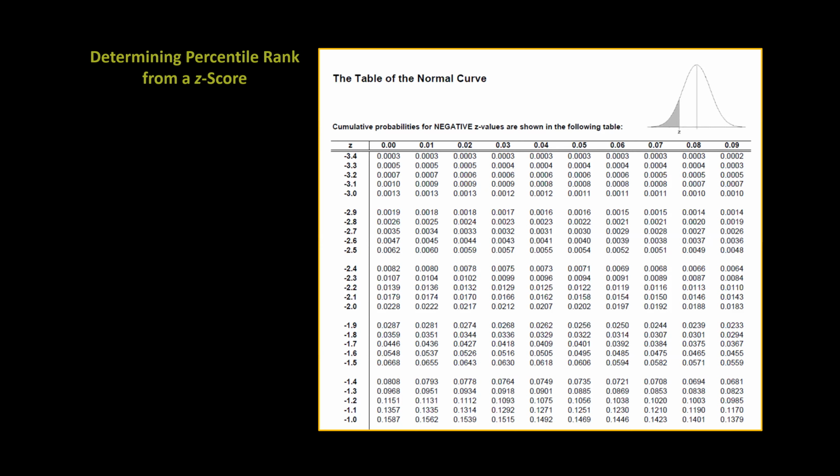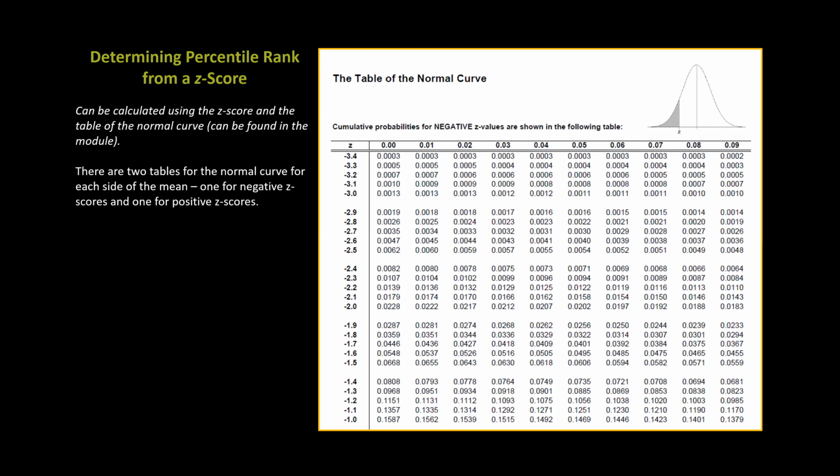In this module, you have a file that's called the table of the normal curve. And using that table, you can find an exact percentile ranking if you have a z-score. There are two tables for the normal curve. The table that you're looking at right now is the table for negative z values. There's a separate table for positive z values that I will show you in a second. So this is our table for negative values. If you have a negative z-score, you're going to look for the table that says negative on it. And you'll notice that the column that says z at the top all has negative numbers, so that's our clue. Let me show you how to use this table.